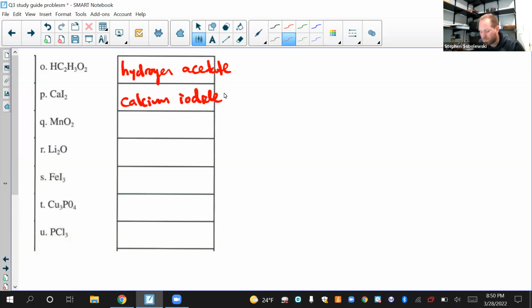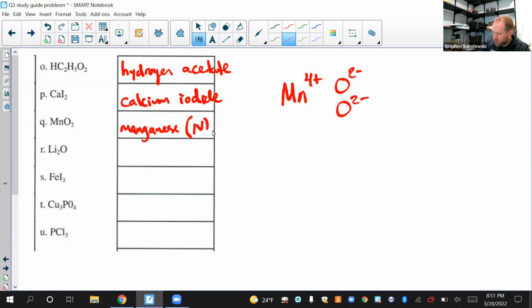MnO2, that's going to be manganese, which is a transition metal. Now, we can't just say manganese oxide because, like I said, it's a transition metal. So we need to figure out the charge. So we have 1 manganese and 2 oxygens. Well, each oxygen is 2 minus. So what must this manganese be? Well, it must be a 4 plus in order to balance it out. So we're going to call this manganese Roman numeral 4 oxide.